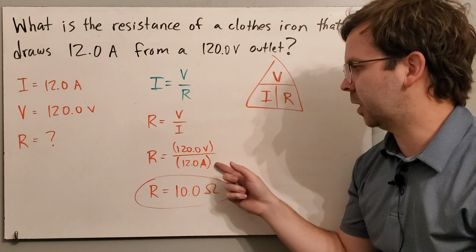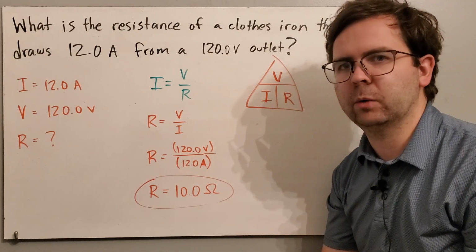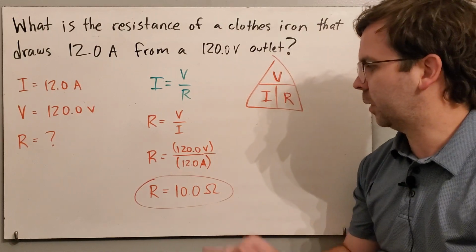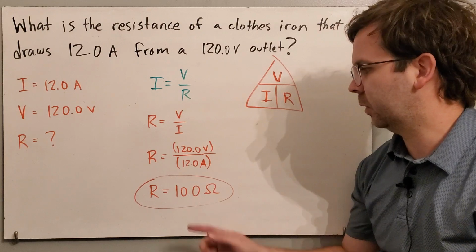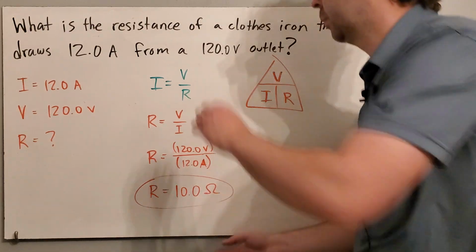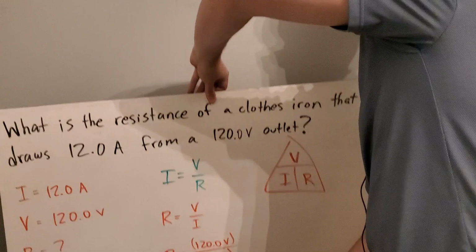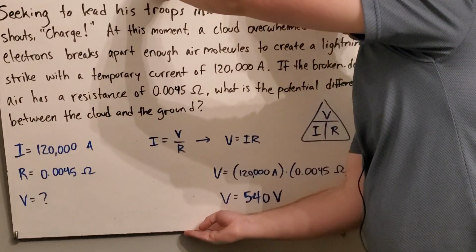So 120 divided by 12, that's 10.0 ohms. And we have 3 sig figs for this one, so that's what I have, 10.0. All right, let's look at one more example. This one's also very common.